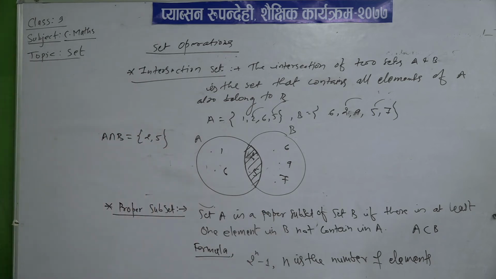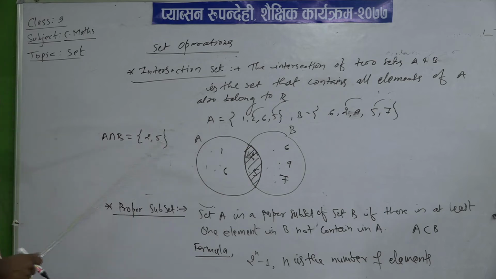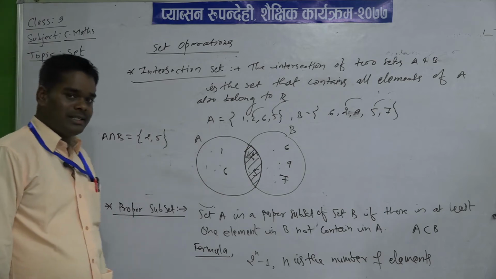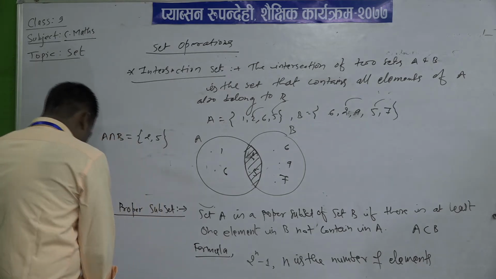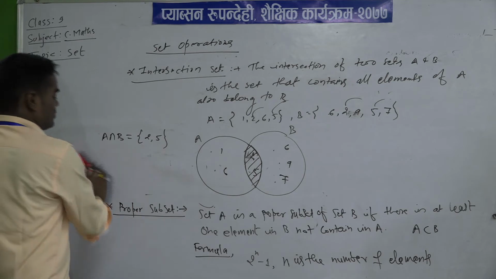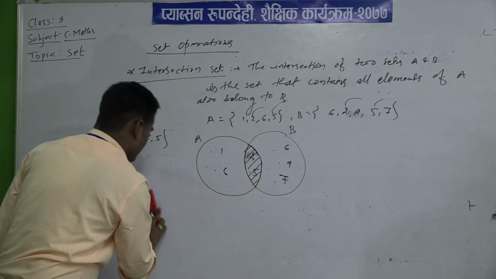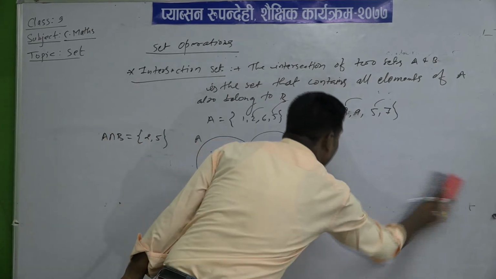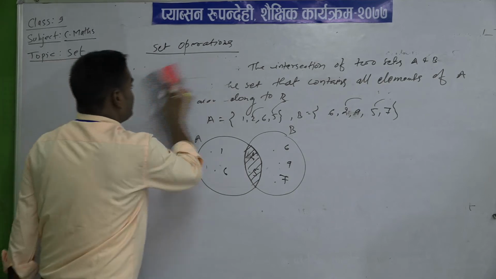So, is there any problem? Whatever elements are in the common region, those elements are the elements of the intersection set. And then after, we have to study about the difference set. After completing this, tomorrow we will start the exercise, some questions.